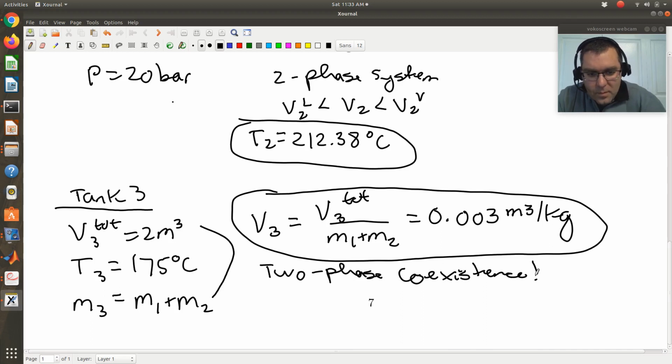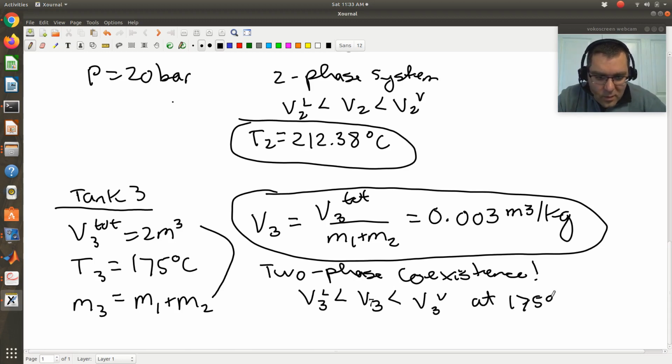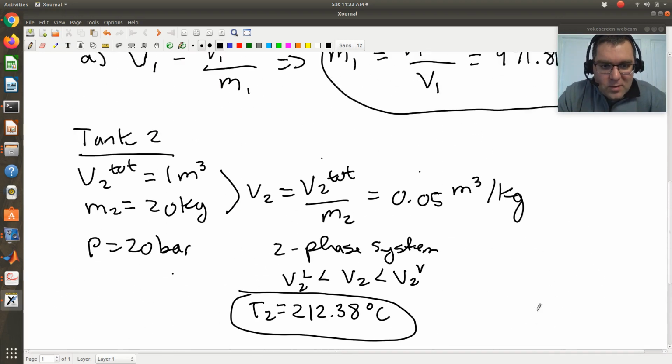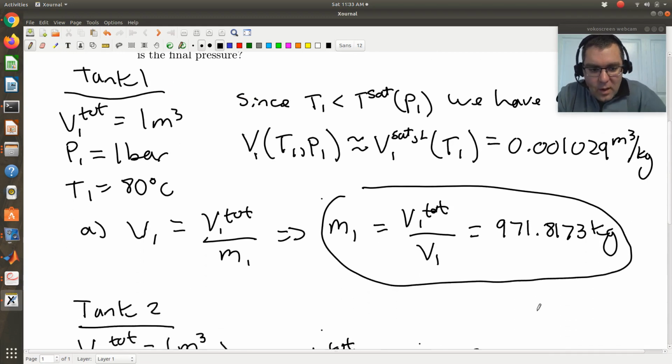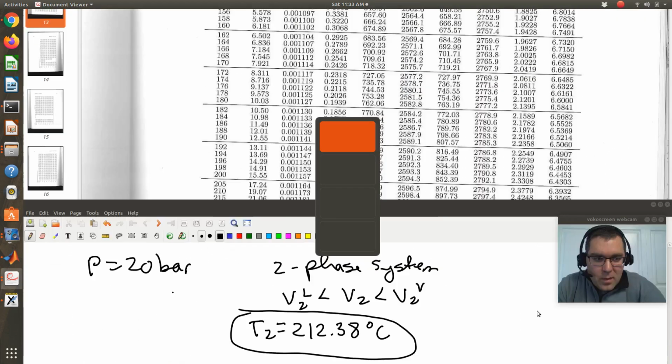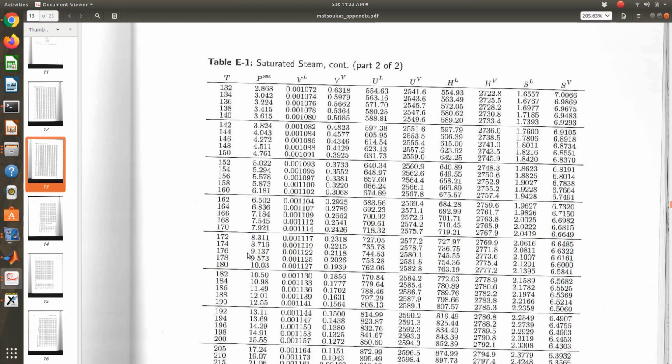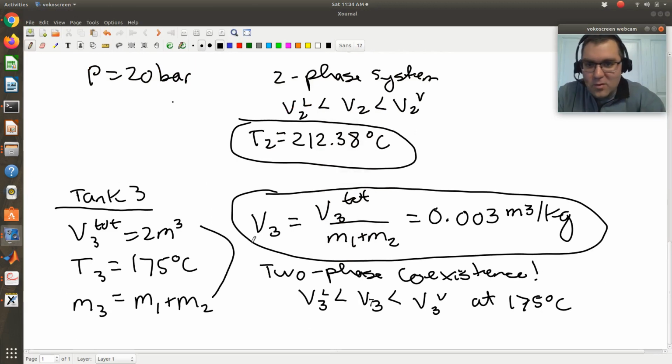Why? Because V3 liquid is less than V3, which is less than V3 vapor at 175 degrees C. So we have a two-phase system. And what are they asking? What is the final pressure? We know we're between 174 and 176 because our temperature is 175. So all that means is we're going to have to interpolate to find P, since we're saturated and have a two-phase mixture.